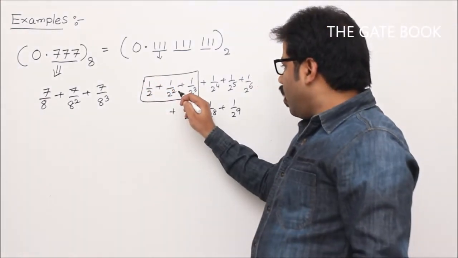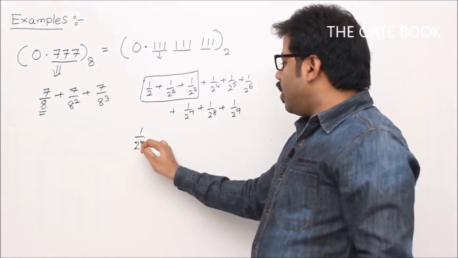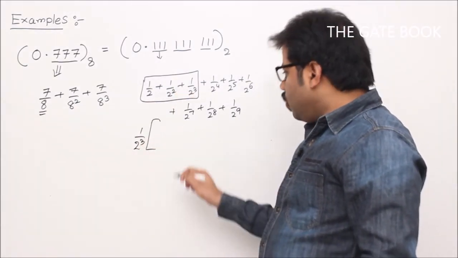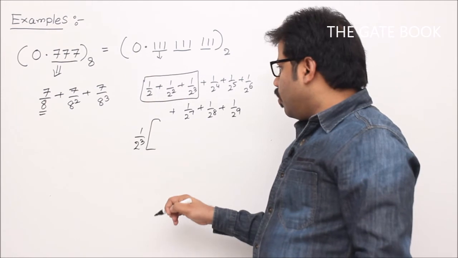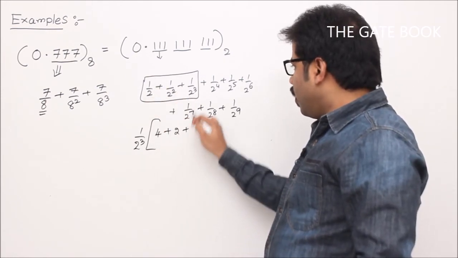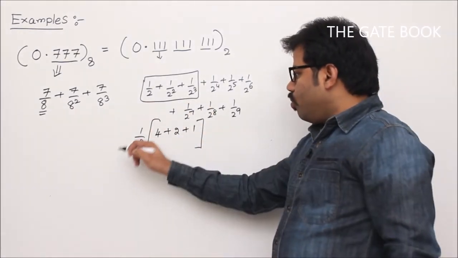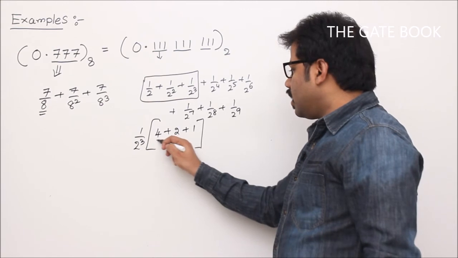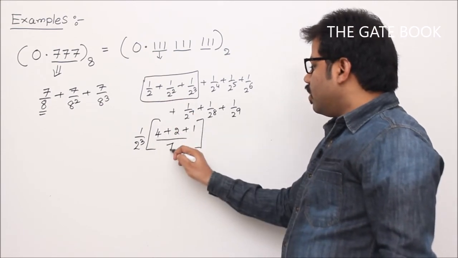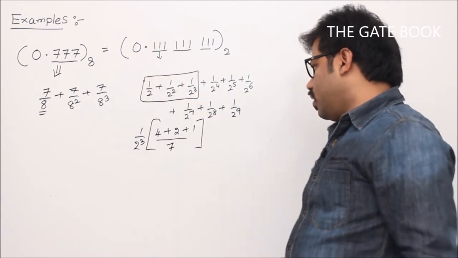So here what I am doing is, because we need 8, right? I will take 1 by 2 cube common in this first component. Then you get what? If I take 1 by 2 cube common, here you get 4, here you get 2, here you get 1. Right, now try to understand. 1 by 2 cube into 4 plus 2 plus 1, which is nothing but 7. That is the octal equivalent of binary 111.